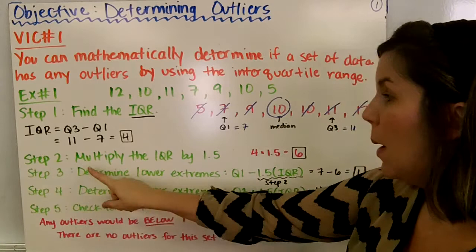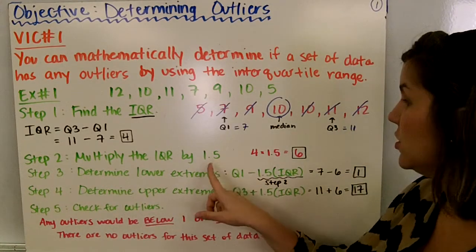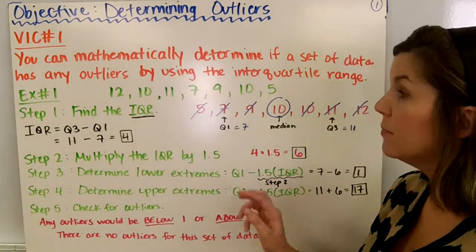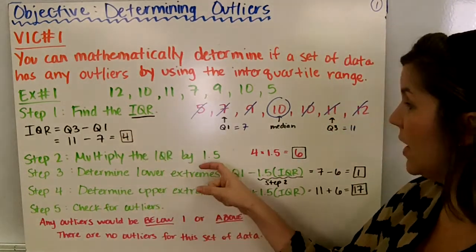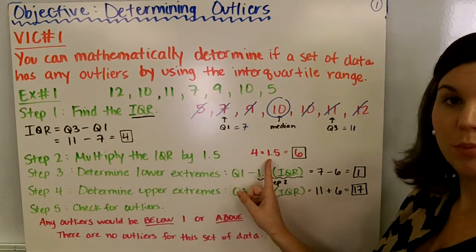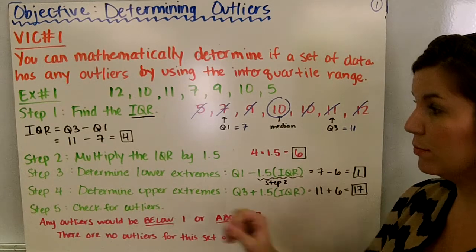Step number 2, multiply the IQR by 1.5. It's always going to be 1.5 and you're always going to multiply. So take your answer from step 1 and multiply by 1.5. My answer was 4. 4 times 1.5 is 6. You're going to need this value.